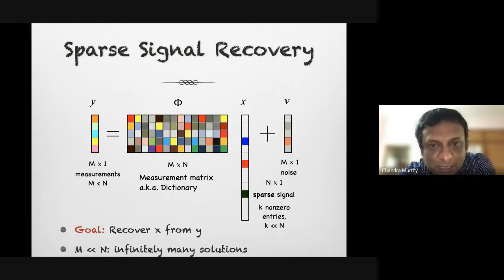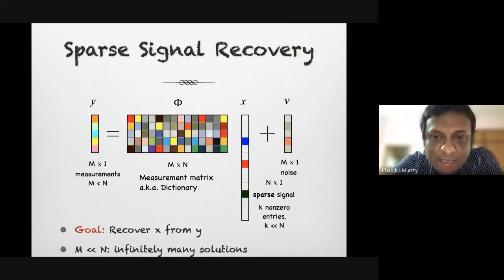So the notation in the slide is crucial, and it's important to keep it in mind because this is the notation we'll use throughout this talk. Observations are y, of dimension m. The measurement matrix is phi, of dimension m cross n. The vector x, which we want to solve for, is of dimension n, out of which only k entries are non-zero. And the vector v is the noise vector, again of dimension m. So m, n, k, phi, y, and x are the notations that we need to remember.